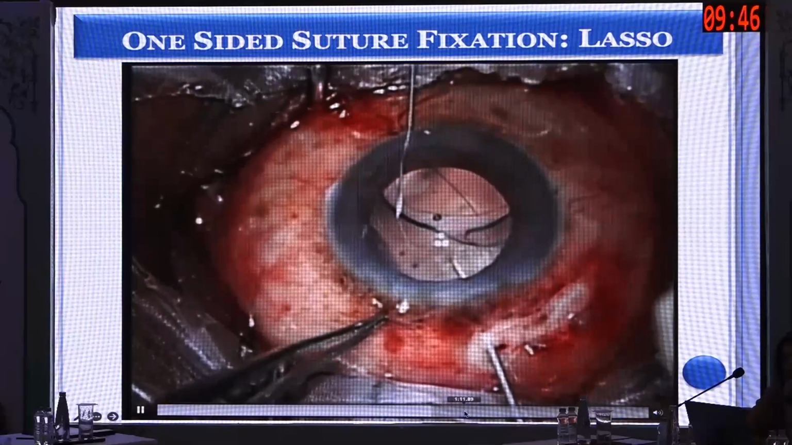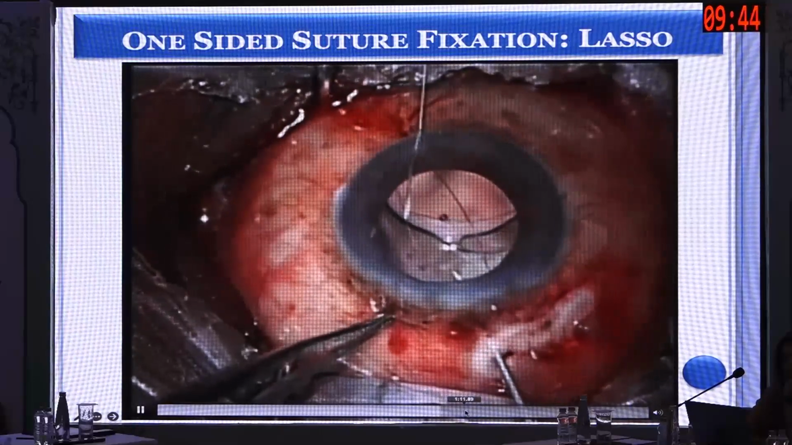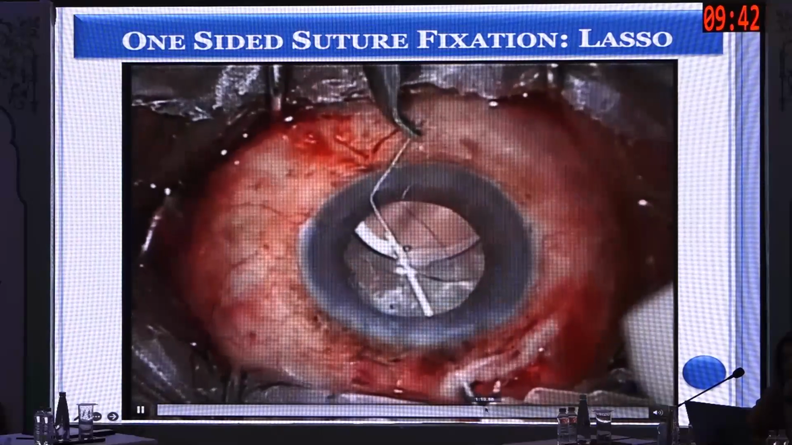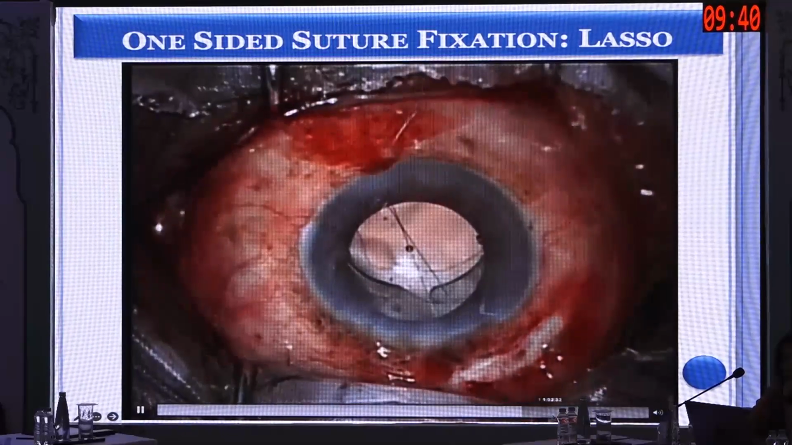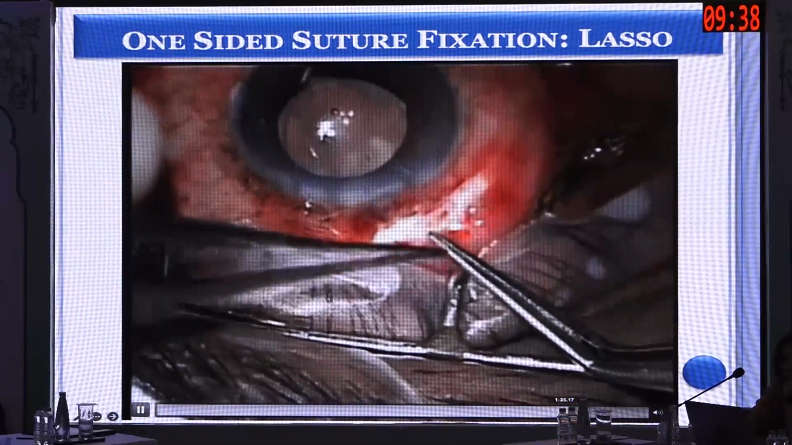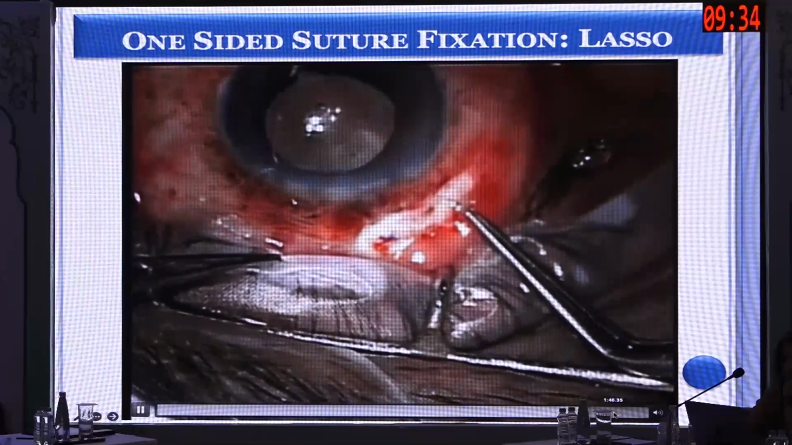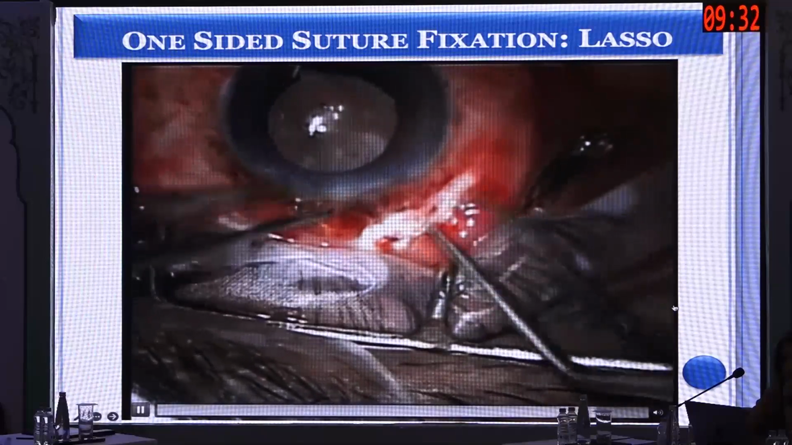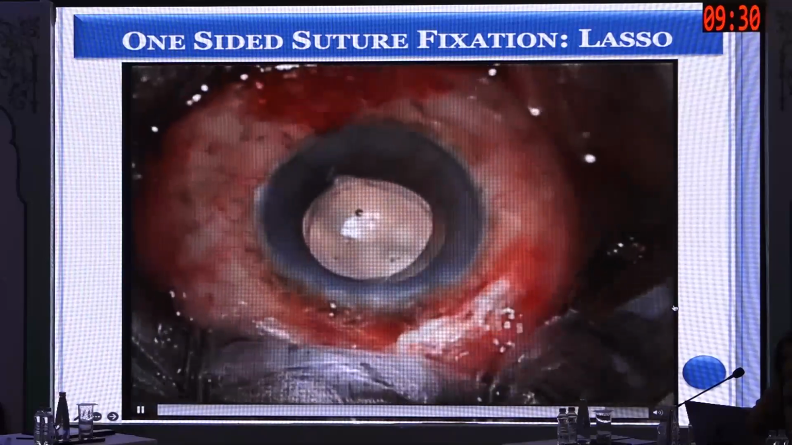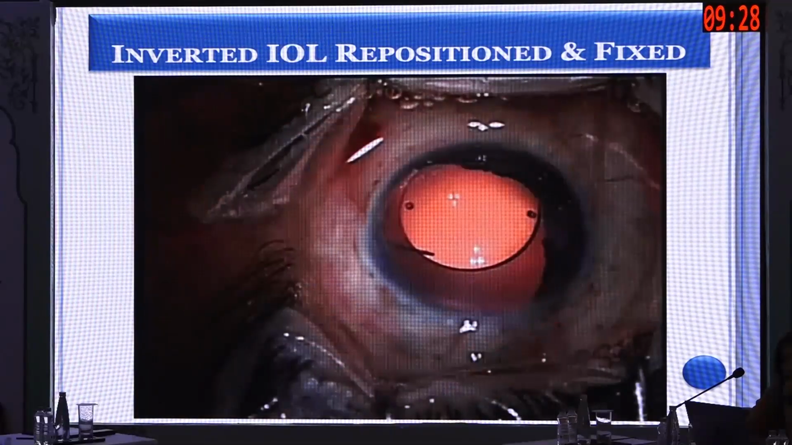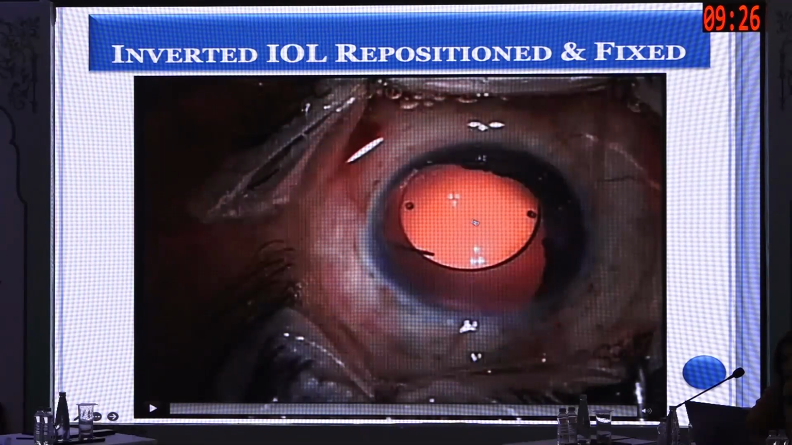A lasso, a loop around the haptic, you pull it and then tie a knot, and you can see that the lens is well centered. So this is again a procedure wherein minimal manipulation has been done, and the lens with the bag is well centered. This is another scenario wherein the lens, a multi-piece lens, is somehow there in its position.